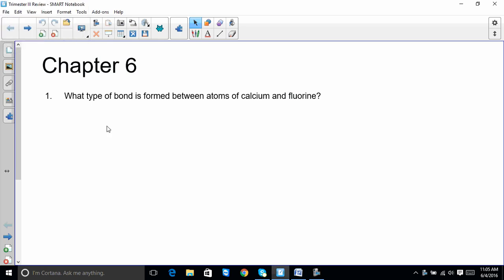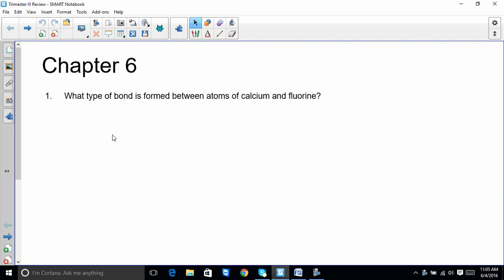Okay, let's start with the Chapter 6 review. Questions 1, 2, and 3. Question 1: what type of bond is formed between atoms of calcium and fluorine? Question 2: what type of bond is formed between an atom of nitrogen and an atom of hydrogen? And question 3: what type of bond is formed between two atoms of chlorine?